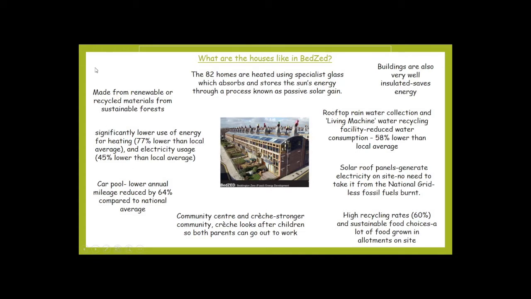So put a subheading, what are the houses like in BedZ? Go ahead and summarise a few of these, maybe 3 or 4 around your image, just to get a feel of how the development is trying to make itself carbon neutral.